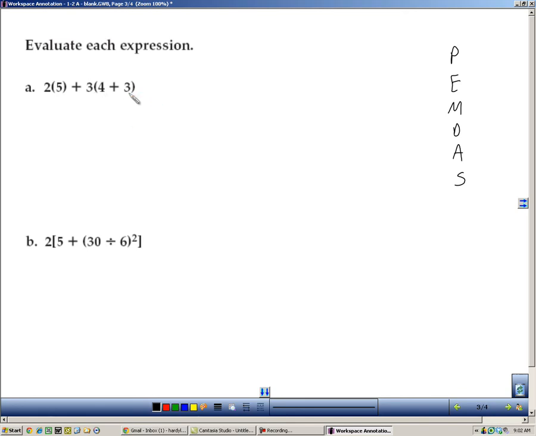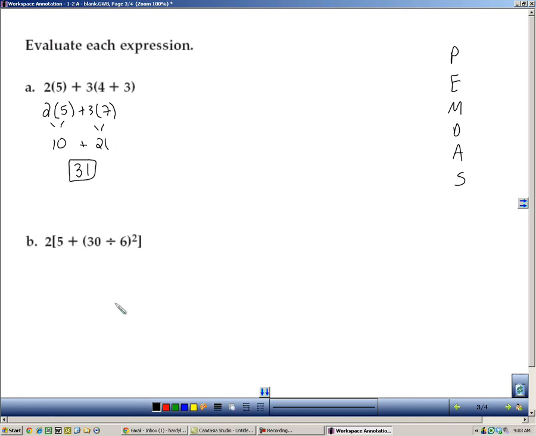So that's the part that we do when it says parentheses, because the P stands for parentheses. Also, it stands for any grouping symbols. So here I'm going to do what's in these parentheses first. I'm going to leave the rest alone, and 4 plus 3 is 7. So that takes care of the parentheses step. Next is exponents. There are none, so we go to multiplication and division from left to right. 2 times 5 is 10. 3 times 7 is 21. And then addition, subtraction from left to right give us a 31.